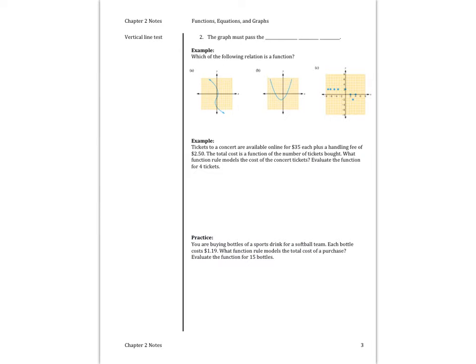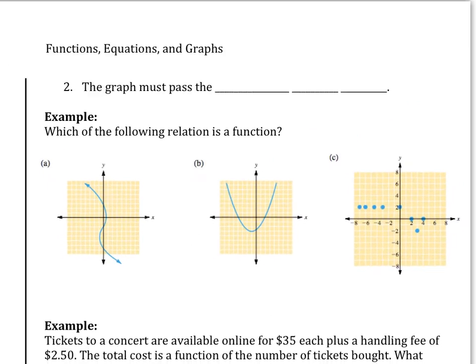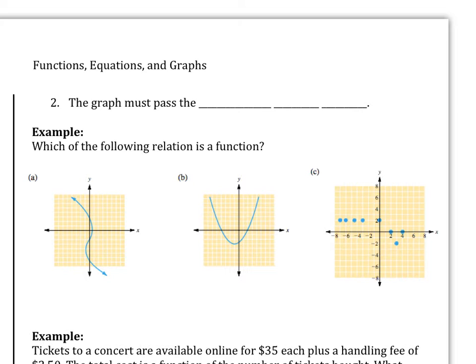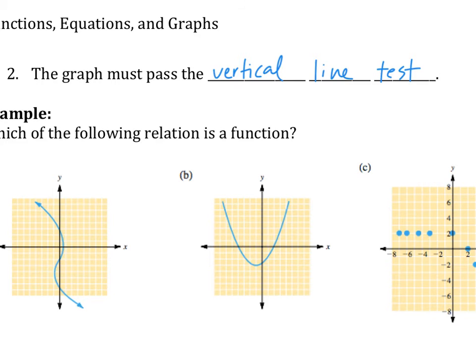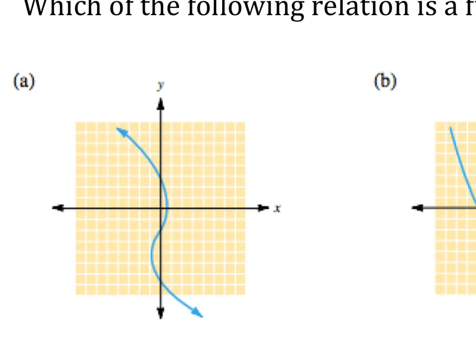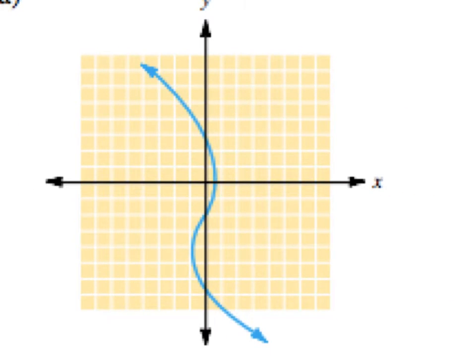Okay, next. We come to the second way, which is what most people remember. We've got to pass the something something test. Yeah. Vertical line test. Yes, vertical line test. The vertical line test is the ultimate way of checking whether something is a function, and everybody kind of remembers that. So what you do is you draw a straight line, and then you see if it passes through more than one point. If it does, it's not a function.